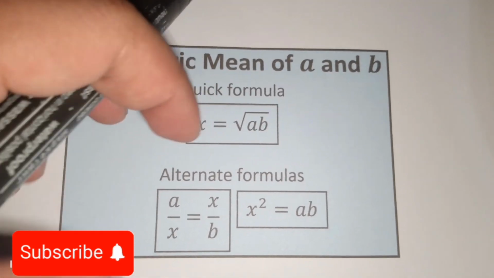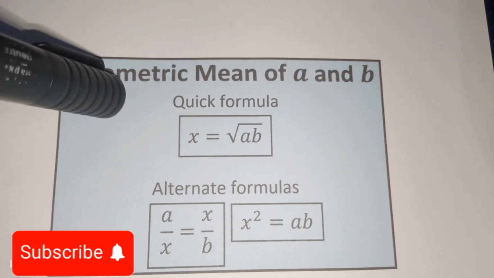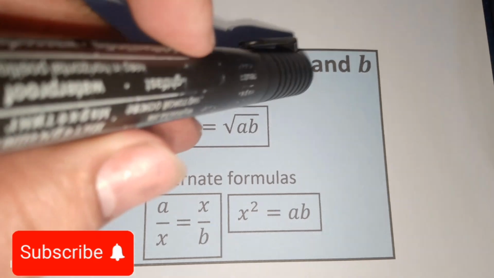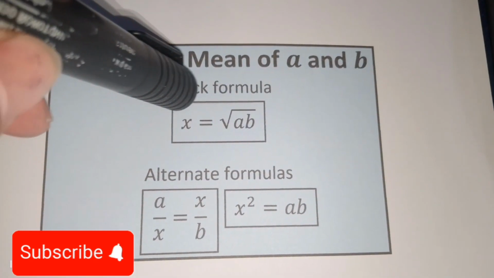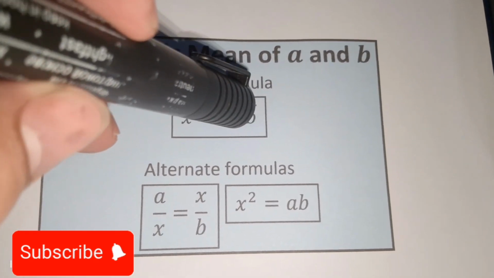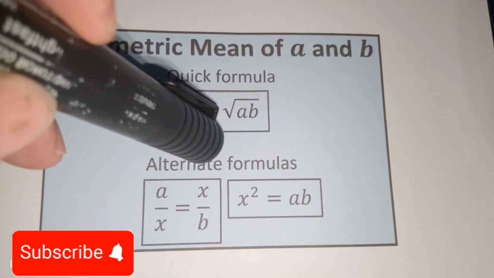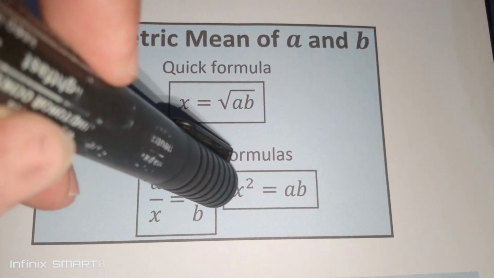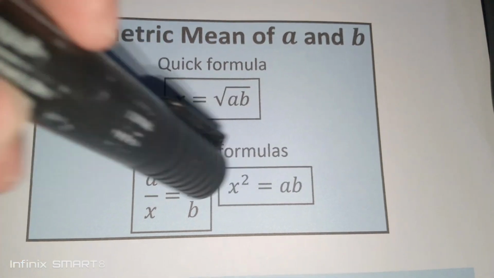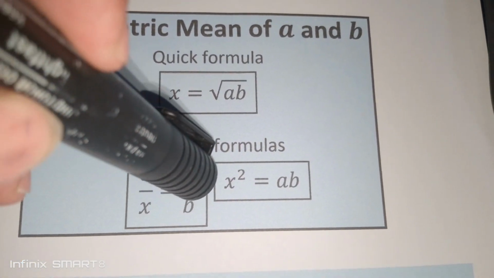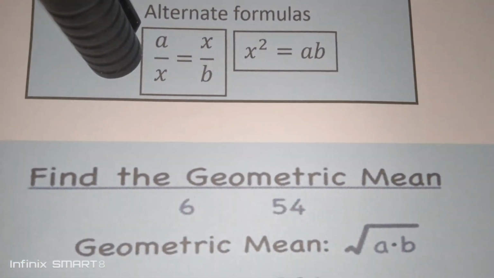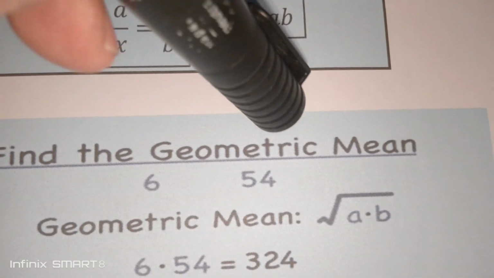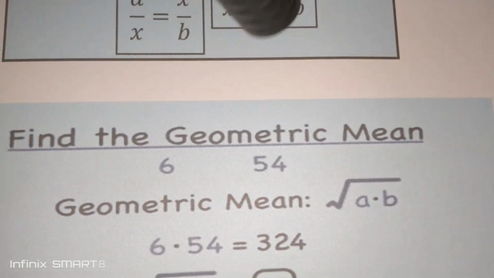Okay, so for this day, ngayong araw po ang aking ituturo ay patungkol sa geometric mean of A and B. Okay, so meron tayong formula dito. A quick formula, x is equal to the square root of A times B, or the alternative formulas, A all over x is equal to x all over B. So pwede mo rin itong gamitin sa checking, or x squared is equal to AB.